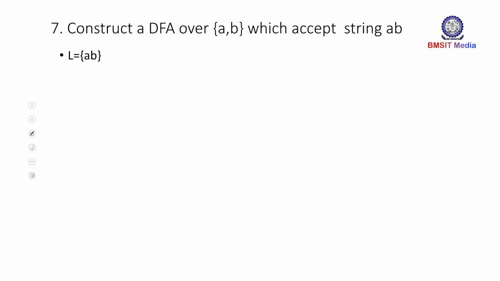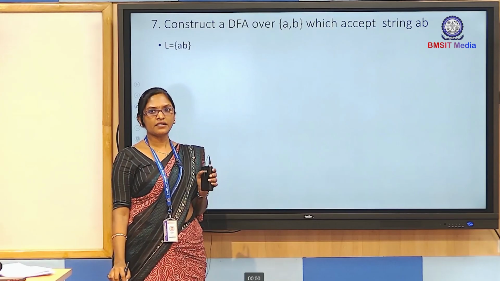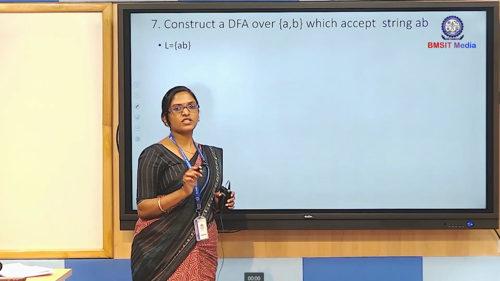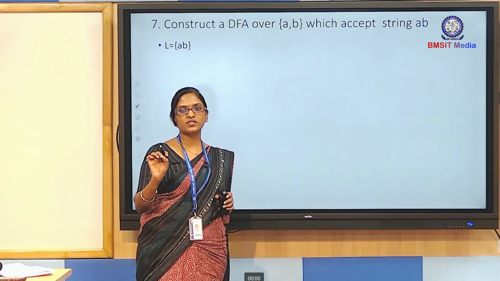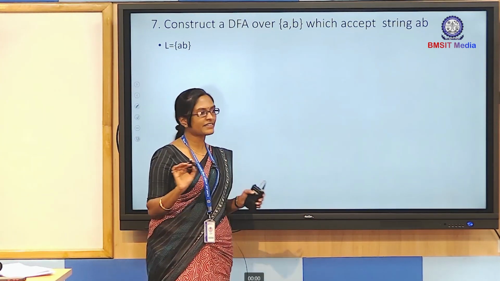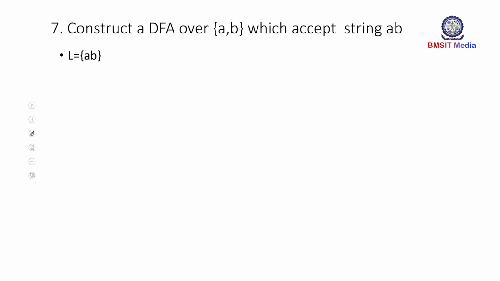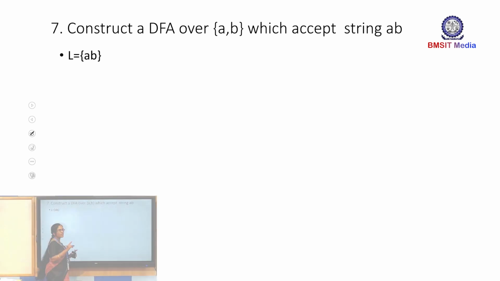In the next problem, the problem reads: construct a DFA over A and B which accepts the string AB. Now if you see the string AB, this language has only one string, which is AB. You don't have anything else in the language. So this is a pretty simple problem, where you can see that the minimum string is AB itself. If it has to accept AB, what would be the transition?